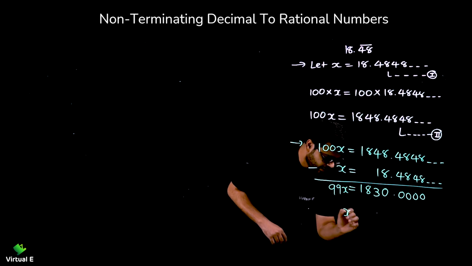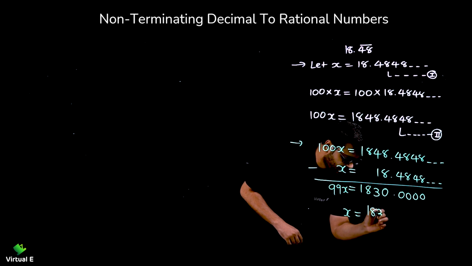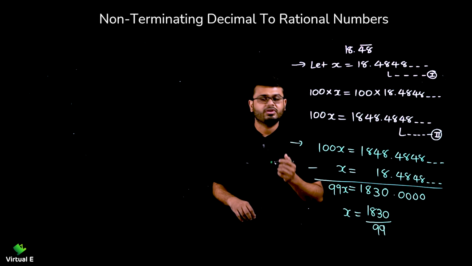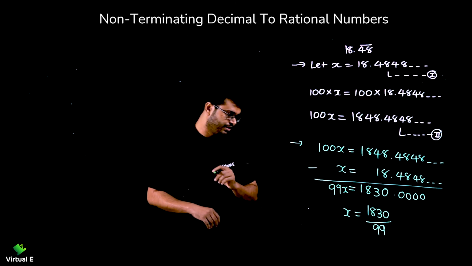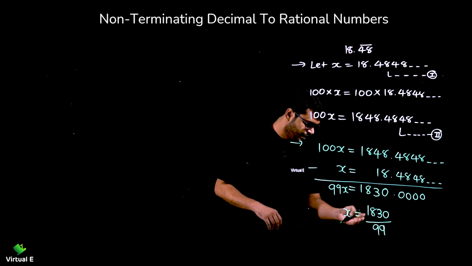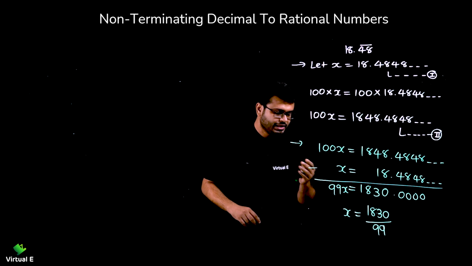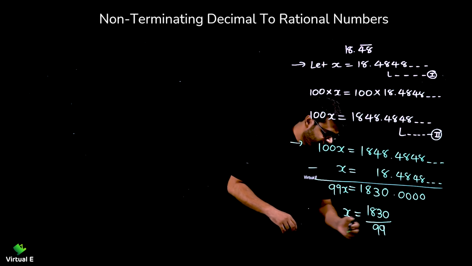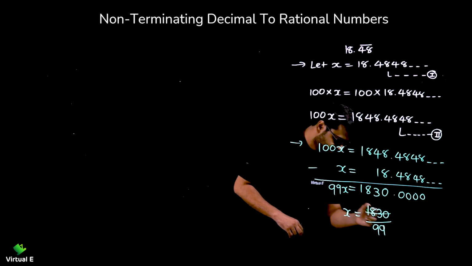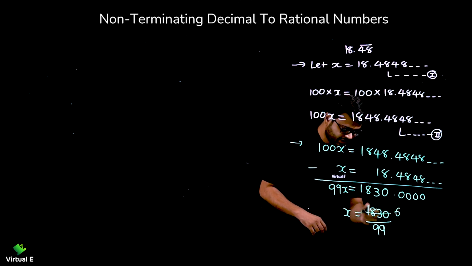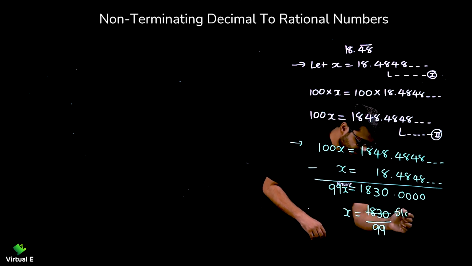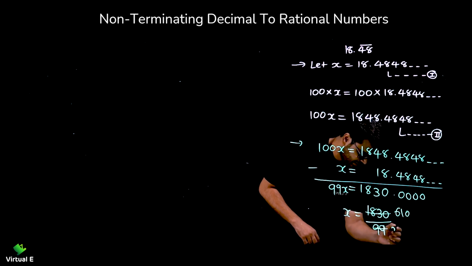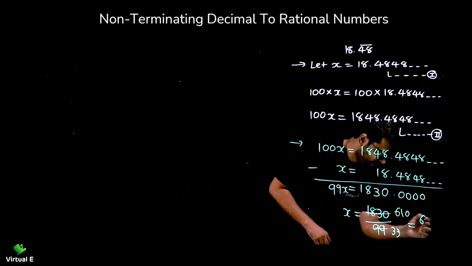That is equal to 99x. So we can write x is equal to 1830 divided by 99. If you can do any kind of cancellation, then you can go ahead with that as well. I think 11 will not work. Let's try with 3. So 8 and 1, that is 9. 9 and 3, that is 12, right? So I think we can divide by 3 over here. So let's start. Here 3 6s are 18, then 1s are 1, and 0 over here. And here if we divide, that is 33. So that is 610 over 33.